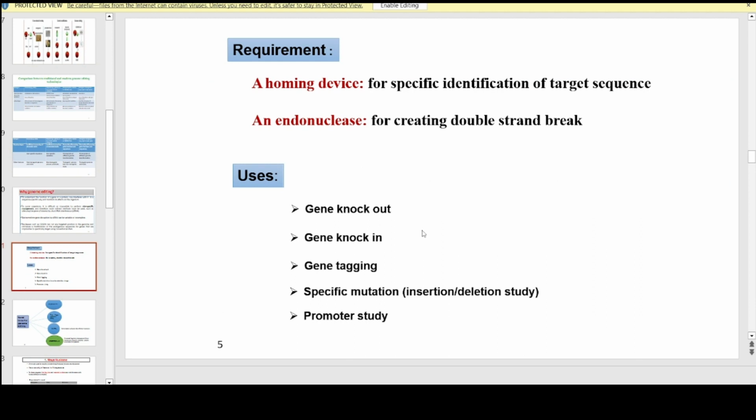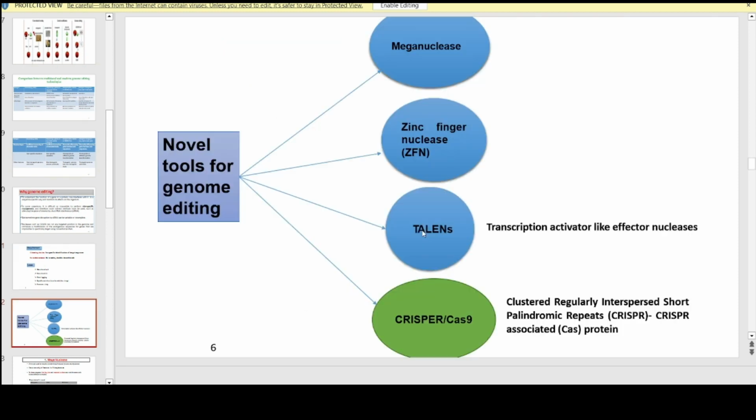Here are some of the requirements for genome editing. A homing device is used for specific identification of the target sequence, and an endonuclease is used for creating a double-stranded break. Some of the uses of genome editing are targeting a gene or a specific mutation, and promoter studies.